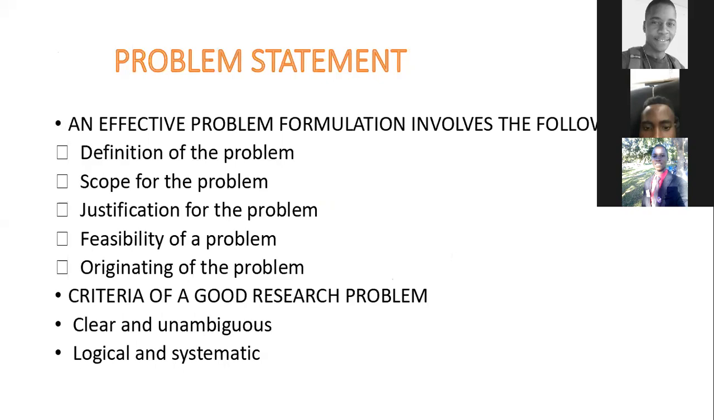The problem statement. An effective problem formulation involves the following. Firstly, you need to define the problem. The scope of the problem should be identified. You need to justify the problem, the feasibility of the problem, and the origin of the problem. The problem statement, I can explain in a very simple way. In order to write a successful research paper or research proposal, there should always be a problem that you have found in society.